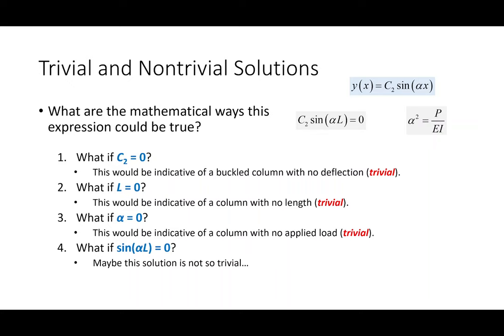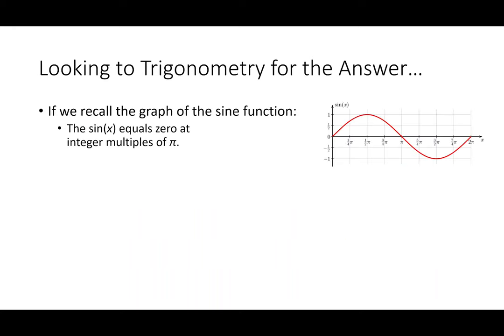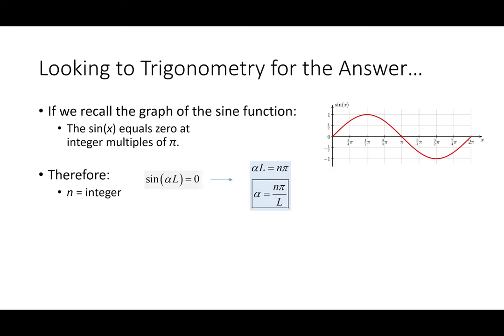Let's take a step back. If I graph the sine function, what does it look like? It's a wave, and this is what the graph of the sine function looks like. In fact, the sine function only equals zero at integer multiples of pi. So I can say that if the sine of alpha L equals zero, then alpha L has to equal n times pi, where n is an integer.